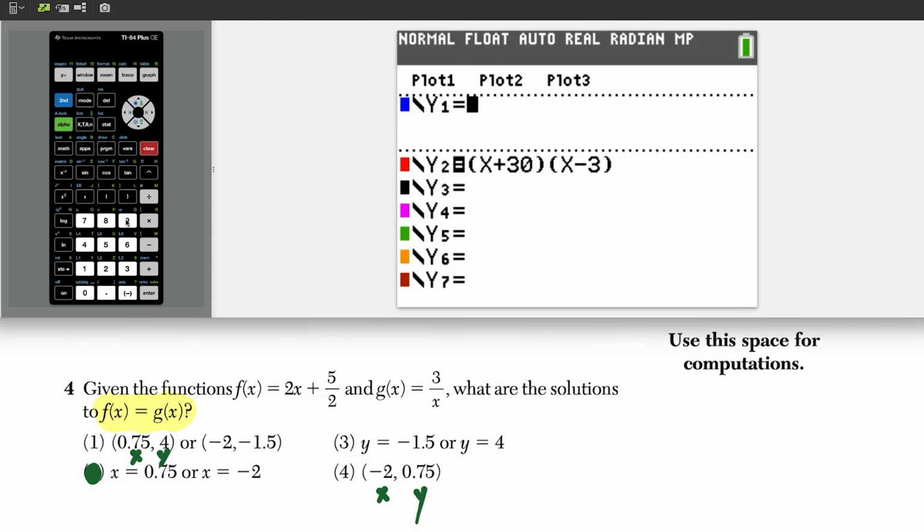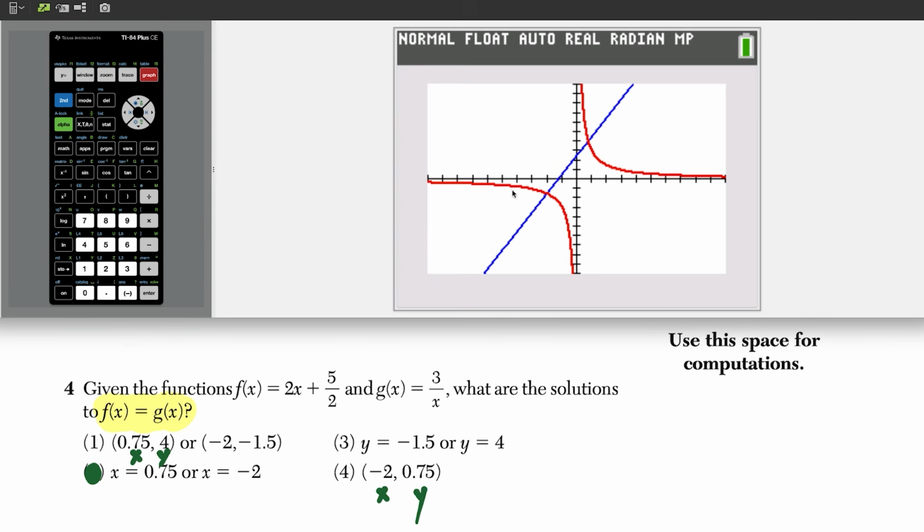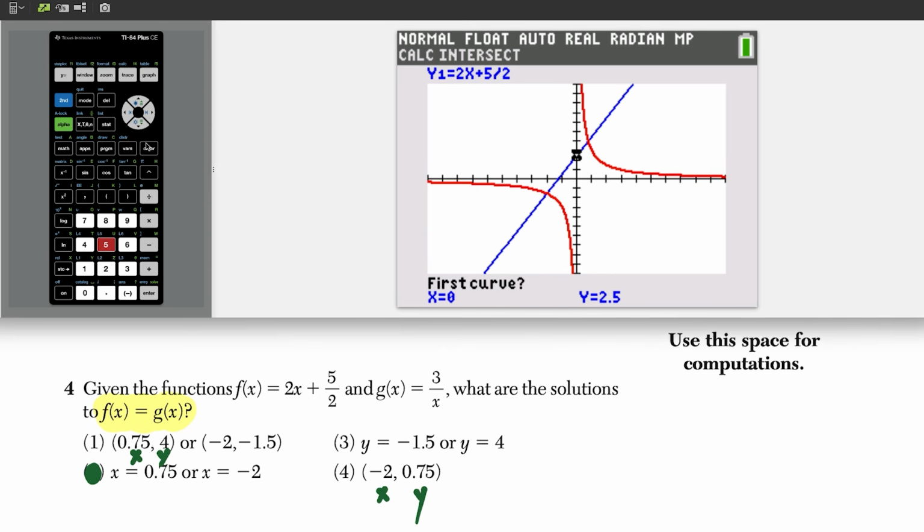So I'm going to go over to the y equals, and we're going to have 2x plus 5 over 2. So I'm going to press 5 divided by 2. And then for y2, we're going to have 3 over x. And then I press graph. And notice that we have 2 points of intersection here. I press second trace 5 to look at the intersection points.